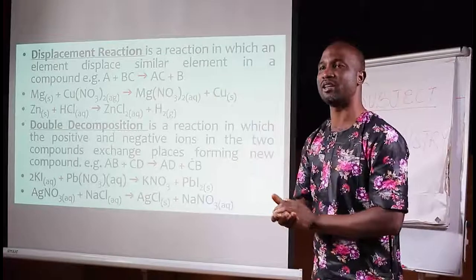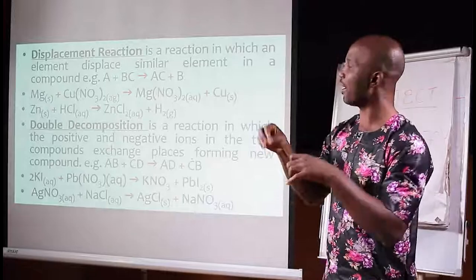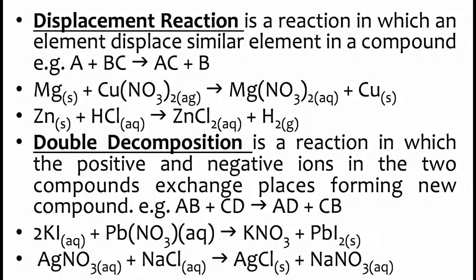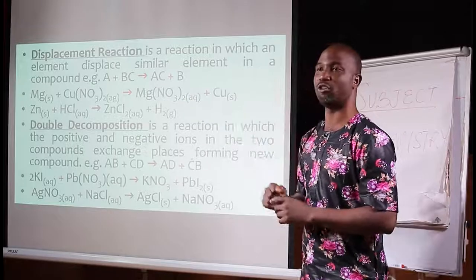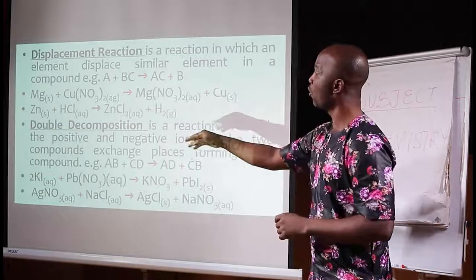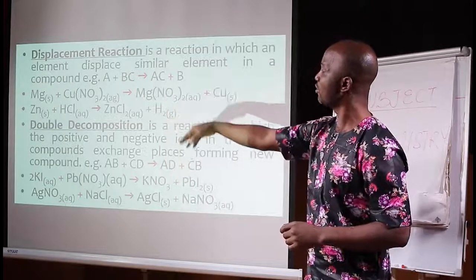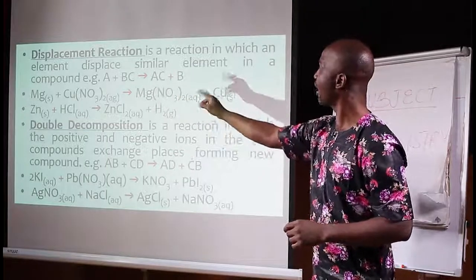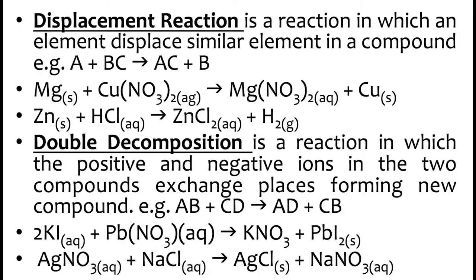From the word displacement, it means replacing a particular element from a particular compound, such that if A reacts with BC, and A is superior to B based on the activity series or any other condition, it is likely to displace B and take the position of B, and you have a product as AC plus B. As in the case of when metals like magnesium react with copper II trioxonitrate V, it gives you magnesium trioxonitrate V plus copper.